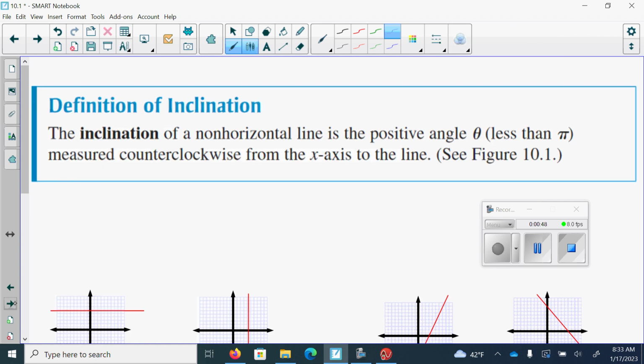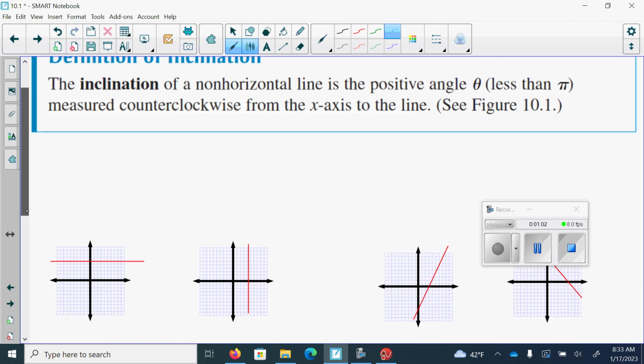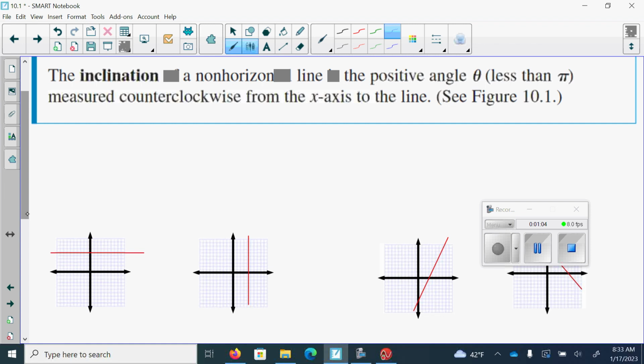When we talk about an inclination of a line, we're going to talk about a non-horizontal line with a positive angle. So since this angle is positive, we want our angle to be between 0 and pi, because that would just be a straight line if the angle was pi. And we're going to measure it again. It's a trig angle, so we're measuring it from the positive x-axis, and we're going counterclockwise.